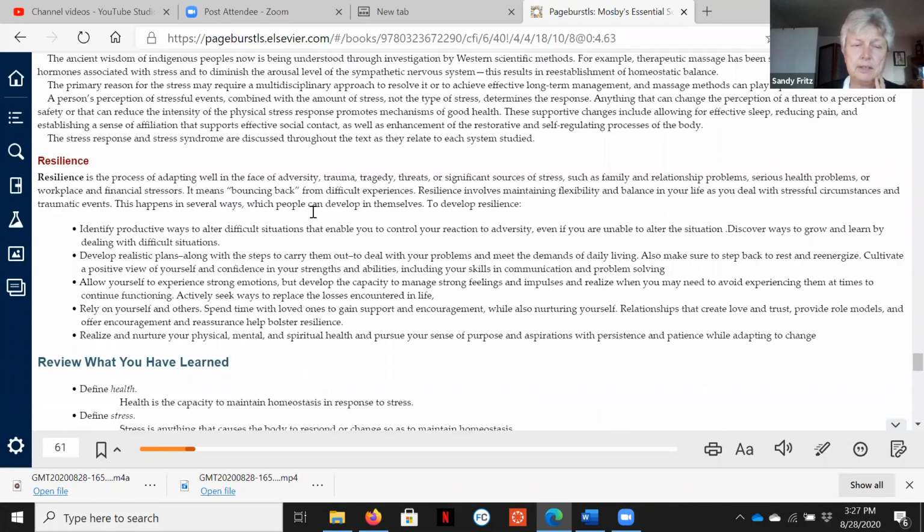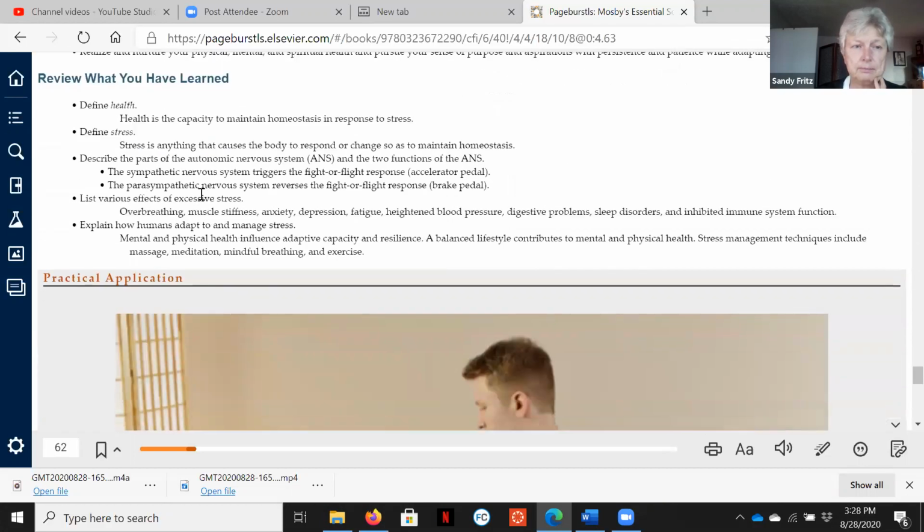So here's resilience. How do we bounce back? There actually is a lot of resilience research right now, and you might want to use a search platform like PubMed and see what you can find out about what's going on with research into resilience.